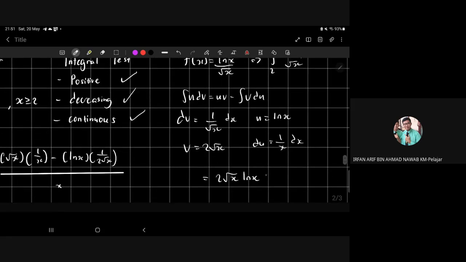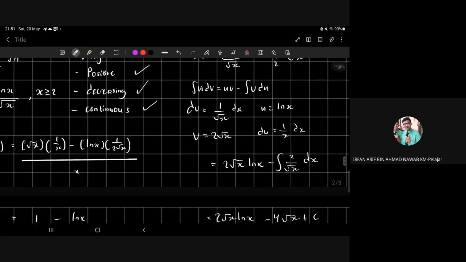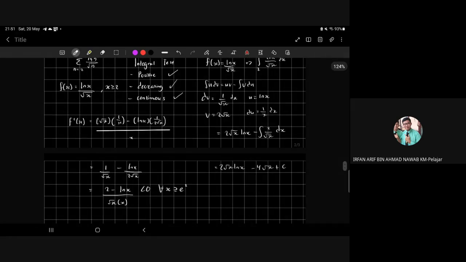Okay, then minus the integral of 2 over square root of x dx. Now, integrate as usual. So it'll be 2 square root of x ln x minus 4 square root of x plus c. Now, this is your indefinite integral, and all you have to do is plug it into your definite integral.